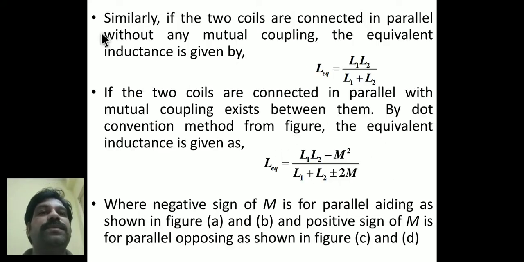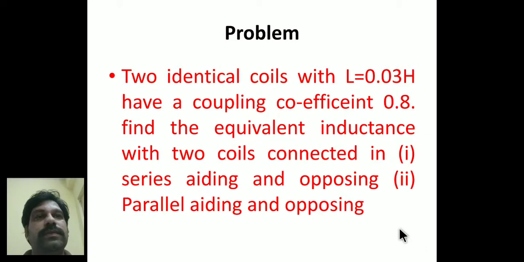So for parallel aiding we have the formula L equivalent is equal to (L1 L2 minus M squared) by (L1 plus L2 minus 2M), whereas for parallel opposing it is (L1 L2 minus M squared) by (L1 plus L2 plus 2M). So here the plus stands for parallel opposing, minus stands for parallel aiding. We will see a problem based on this concept.